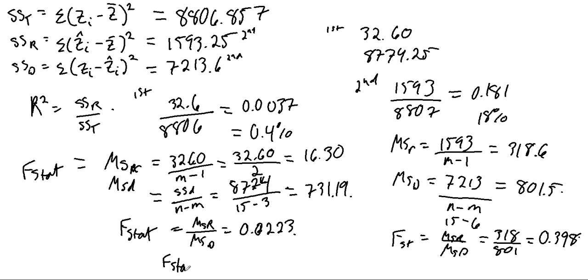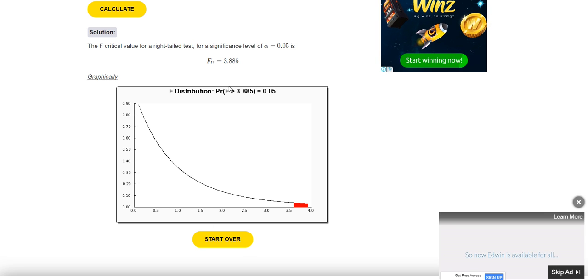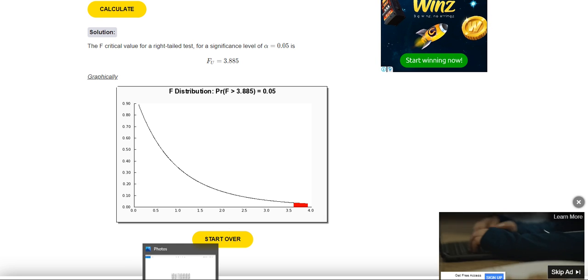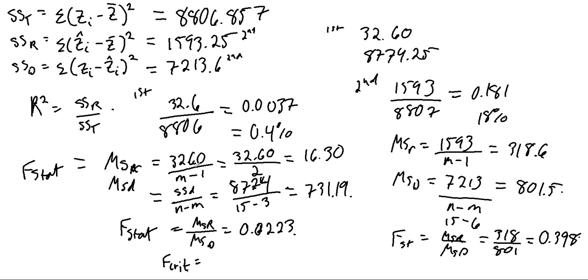So my F stat, sorry, not my F stat, my critical F value, going back there, was 3.885. Now both of the F stats are less than 3.885, which means that H null holds true. There is no significance between the two data sets. No significance.